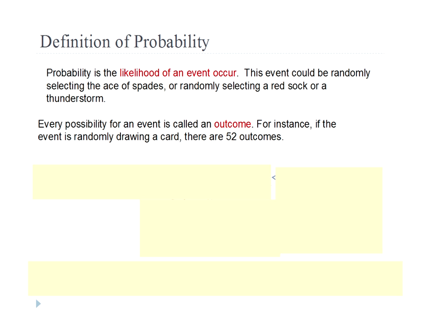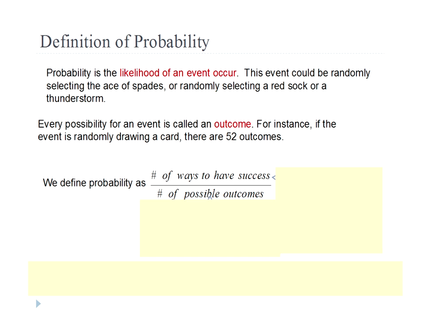So we're going to take a look at recognizing that the possibility of an event is called an outcome. For instance, if we're rolling a die, then there are 6 outcomes. There are 6 possibilities. For drawing a card off of a deck, there are 52 possibilities, 52 outcomes. And so we will define probability as the number of ways to get success divided by the total number of outcomes, or the possible outcomes. This number of possible outcomes is called the sample space.